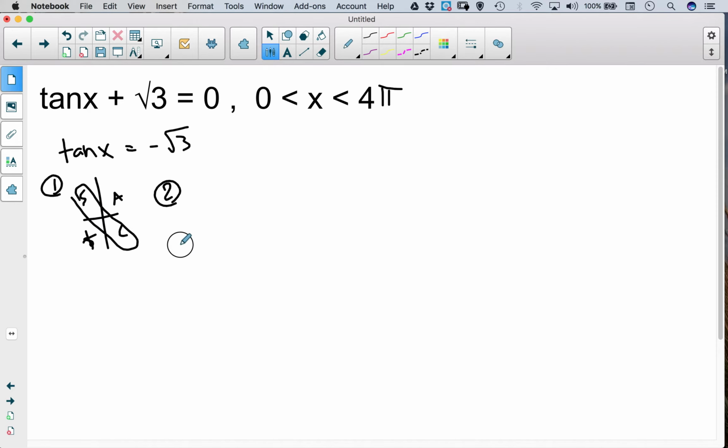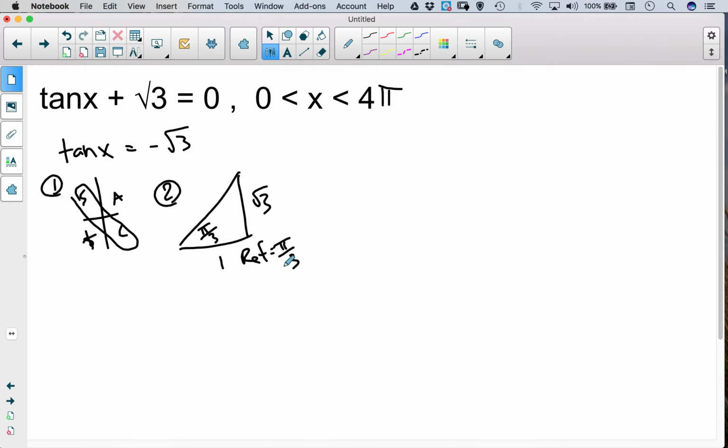If I draw my special triangle that involves the root 3 here, I know that tan is the opposite over the adjacent. So my opposite angle here should be pi over 3. My adjacent is 1. So that means my reference is equal to pi over 3.